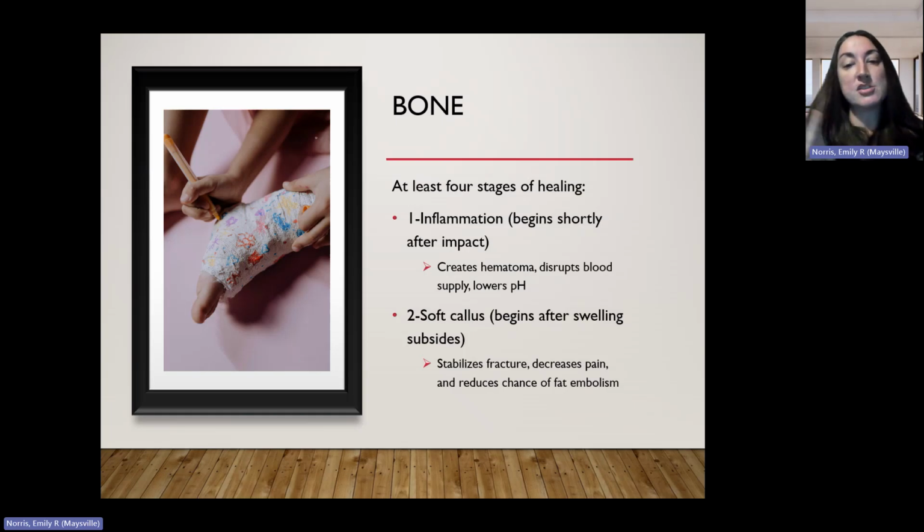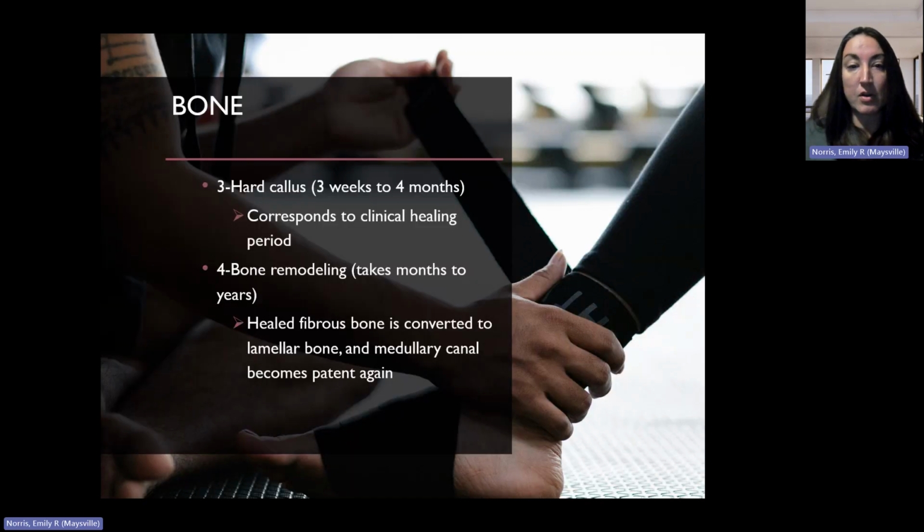Bone has 4 stages of healing. The first is the inflammatory stage, which happens right after impact. This creates a hematoma. It disrupts the blood supply. It lowers the pH. Then in the next stage, a soft callus starts to form. That's once the swelling goes down. This helps stabilize the fracture and decrease the pain. It reduces the chance of a fat embolism occurring.